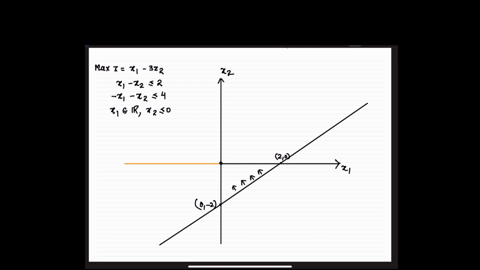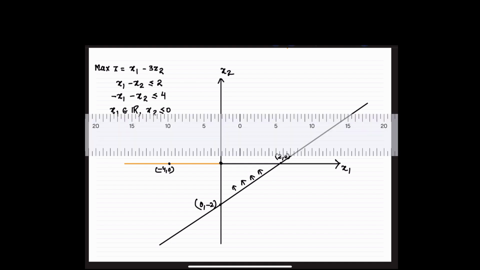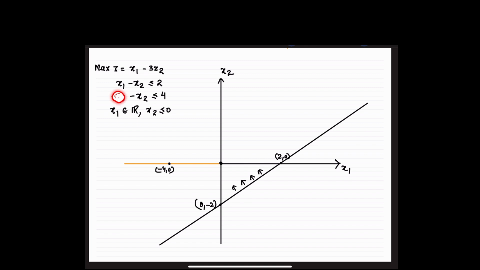This is the line. Now let's plot the second constraint. So x1 is minus 4. Now if you put x as 0, x2 is minus 4. So the line becomes this. Okay. And which side of the line should you be on? Put 0. 0 minus 0 is satisfying because it is less than or equal to 4. So the region is towards the origin. So the region is this side.